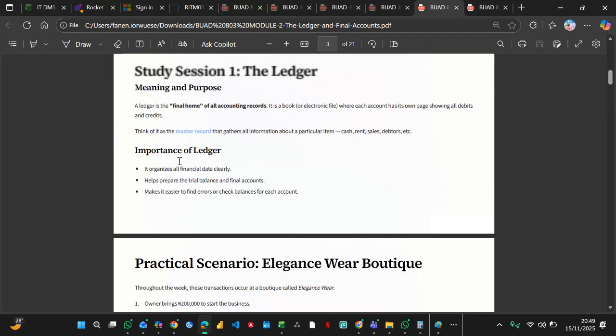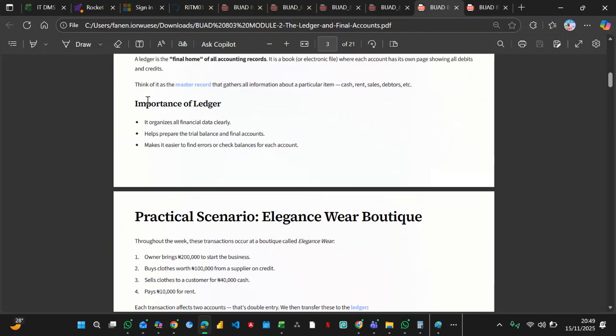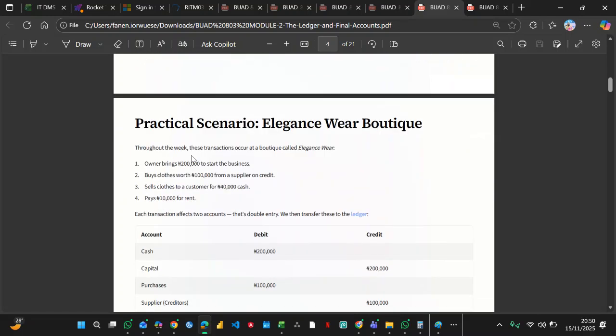So in this our own material here, I had the example. I think we already discussed the importance of the ledger, and it organizes all financial data clearly. It helps to prepare the trial balance.